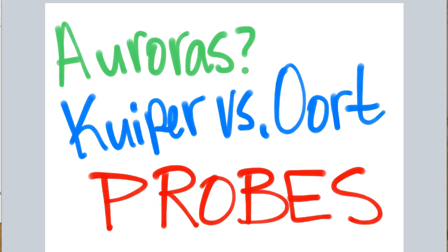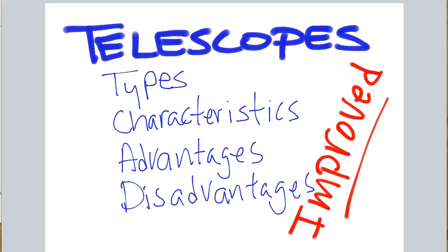And then we talked about this in class. Every planet in our solar system has been visited by a space probe. Look over the unit about telescopes. You need to know the types of telescopes. Types of telescopes, the characteristics of those types of telescopes, the advantages of each one, and the disadvantages of each one.